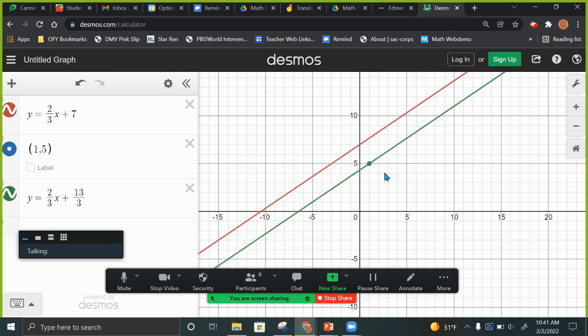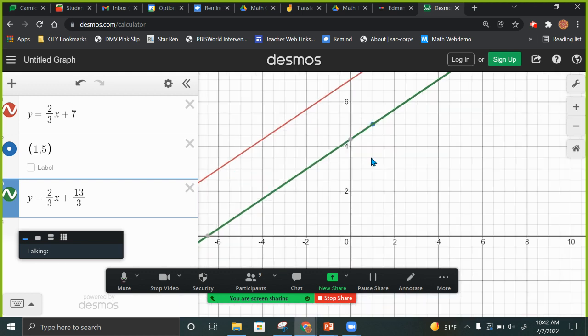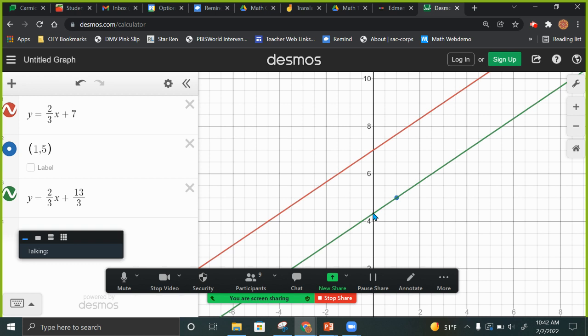Boom, look at that. The green line is cutting right through the point 1, 5, and it never crosses the red line. We did it. That weird b value of 13/3, that's right here. It's the y-intercept of our second line, of our green line. And these problems are not always going to have whole numbers because all these lines that exist aren't always going through whole numbers, right? It's not going through just 5 or just 4. It's in the middle at 4.3. 4.3 must be 13/3.